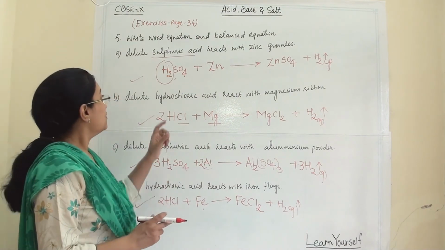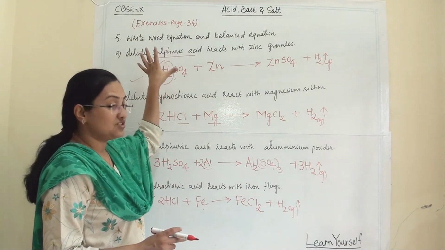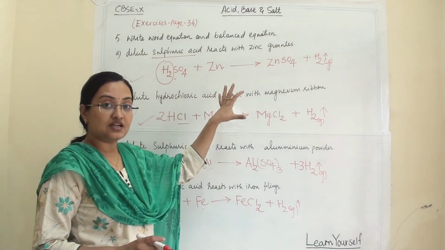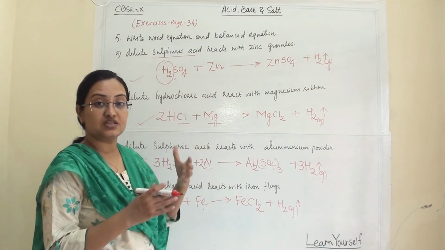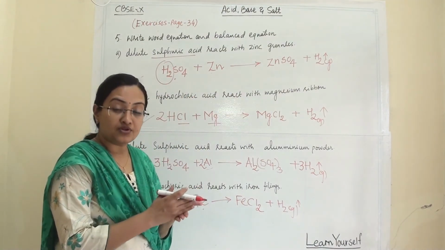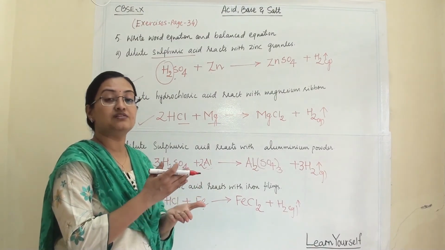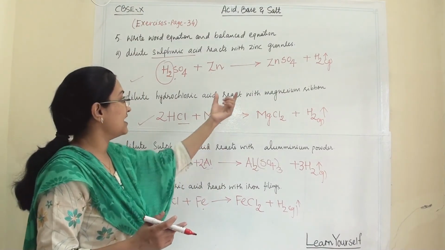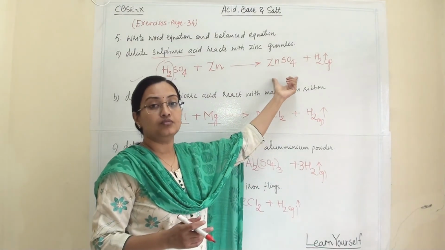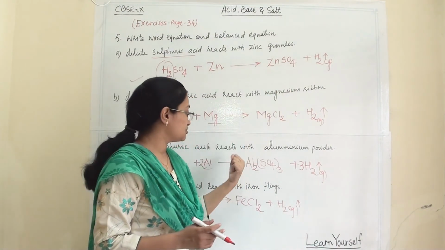So this is how you have to judge what all reactants are there. From that you have to see what all positive ions are there which will react with negative ions, and then accordingly you have to form the products with the crisscross method.